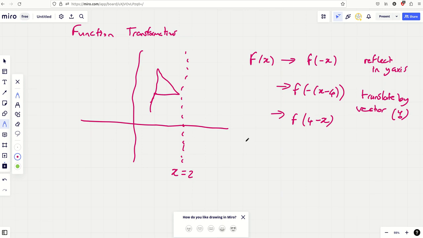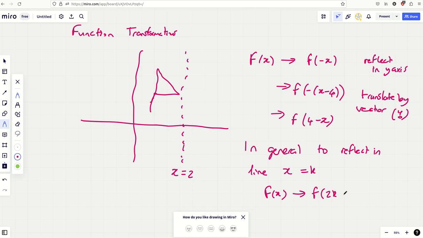Yeah, in general, and definitely you want to know this before you go in: to reflect in the line x equals k, f of x is going to become f of 2k minus x. That reflects anything in the line x equals k.